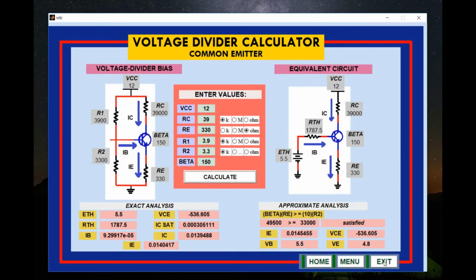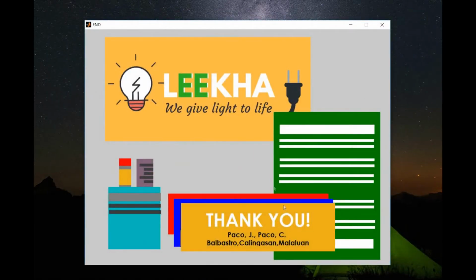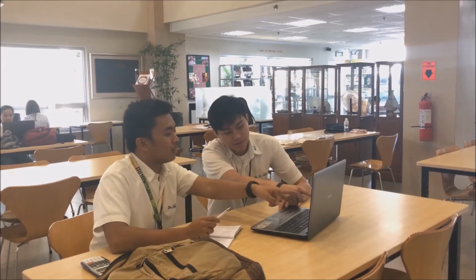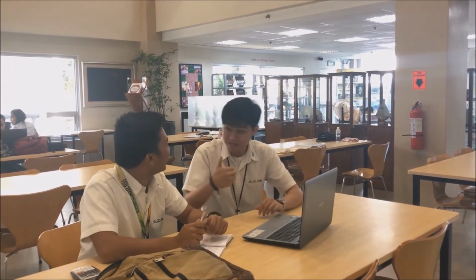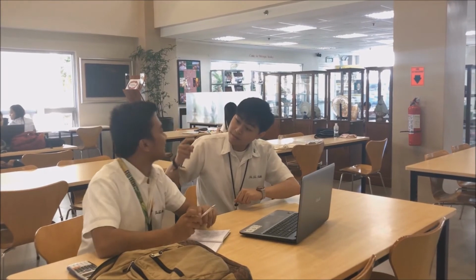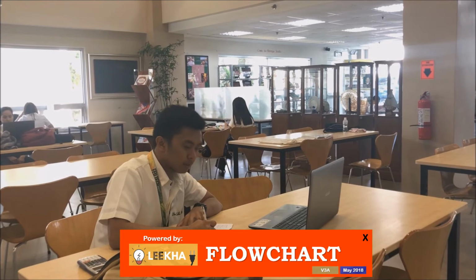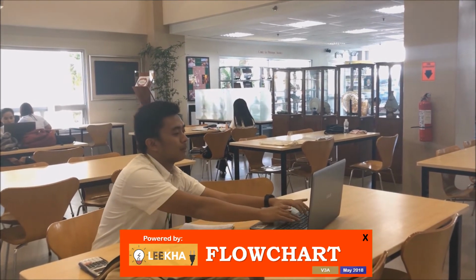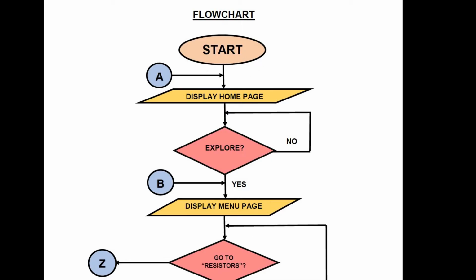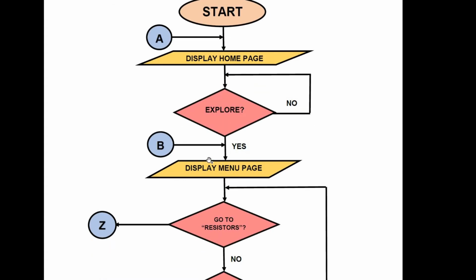After clicking the exit, the last page for the graphical user interface will now be shown. For the flowchart, we use the terminal for the start to open or start the project itself, the program, and then next we use arrows to connect the different symbols and the different processes.